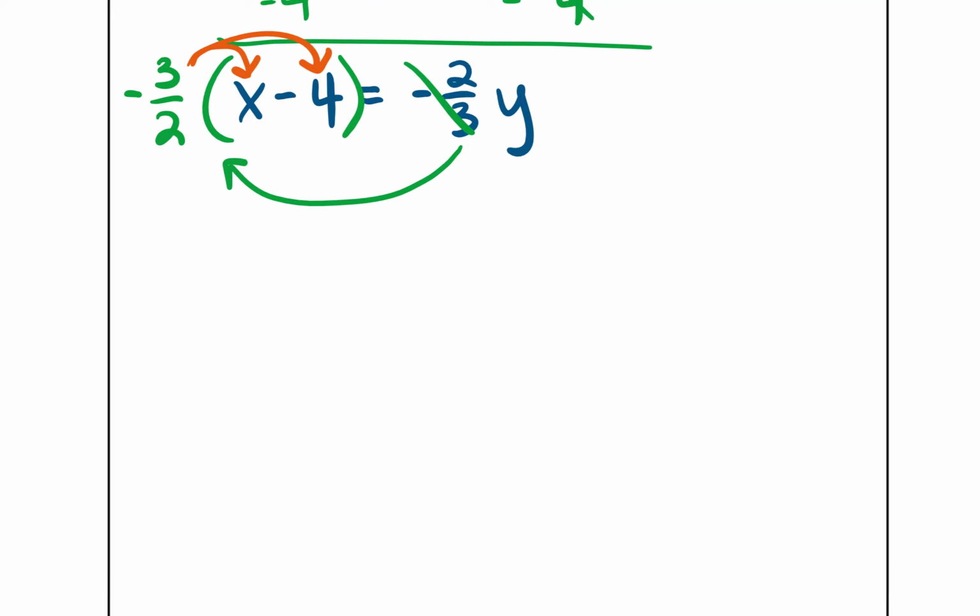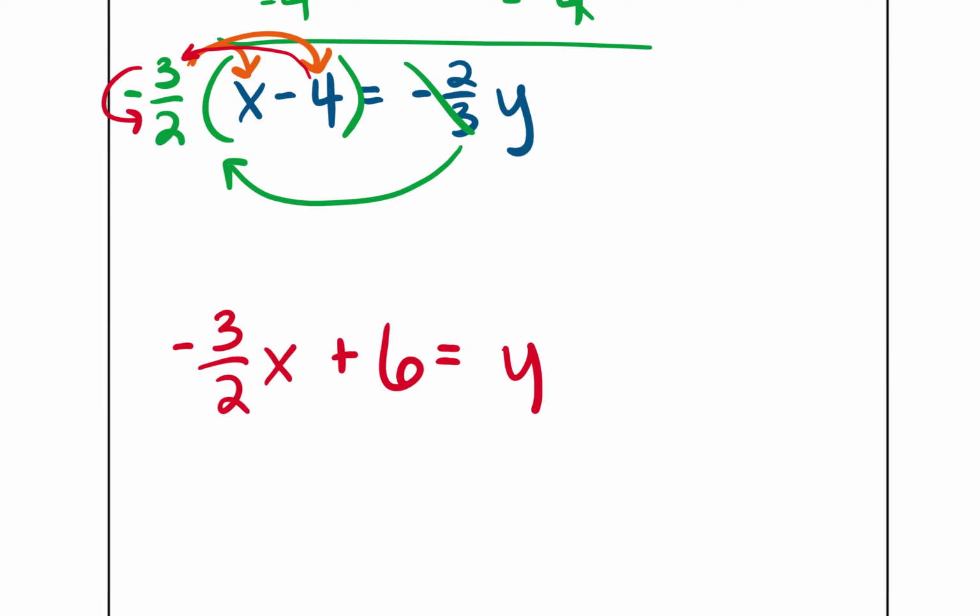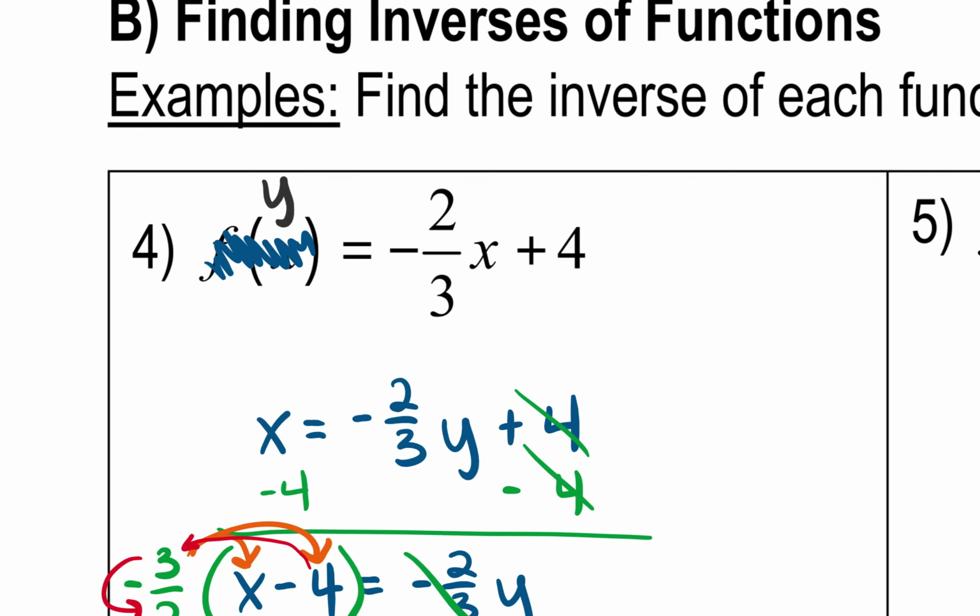So, negative 3/2 times x is just negative 3/2 x. Negative 3/2 times negative 4, well, we have two negatives, that makes it plus. And then 4 times 3 is 12, divided by 2 is 6, equals, and now that gives me y by itself. But one last thing, this is not y, right? We had y to begin with. So I can't put y on both sides because that's not true.